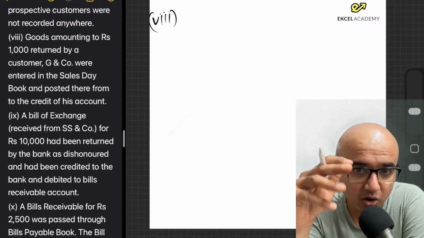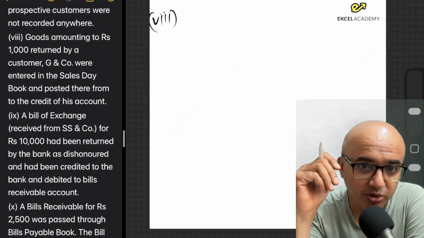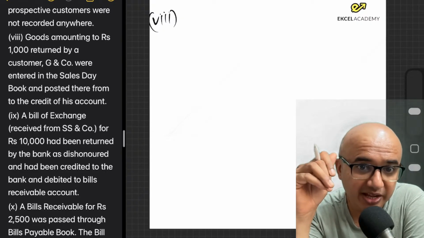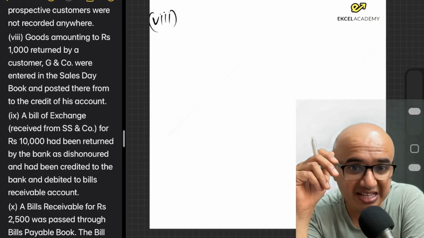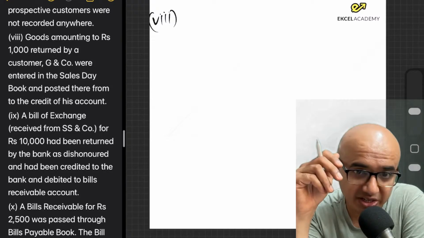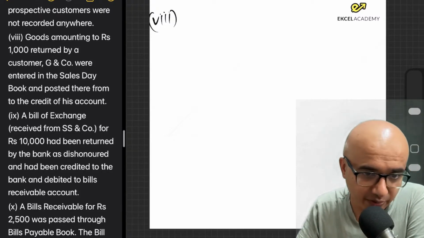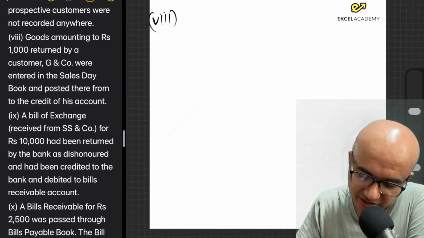One is of course recording in the wrong place. Goods amounting to rupees 1,000 returned by a customer should have been entered in sales returns. Instead, they have entered it in the sales day book. So let us try to understand what exactly they have done. The correct entry should have been very simple.